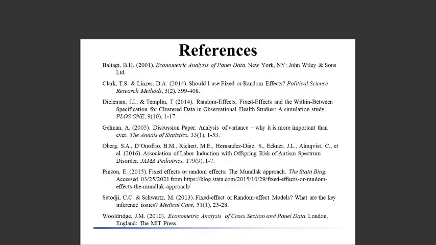I just want to point out some references that were used to put this together, and that could be useful resources. For those who want more detail about how to think about what we've just discussed in the context of clustered instead of panel data, Dielman and Templin, as I mentioned before, provides a very accessible overview of this. It's similar to the Clark and Linzer paper, and they run a number of simulation models to demonstrate when fixed effects versus random effects may be most appropriate with clustered data.